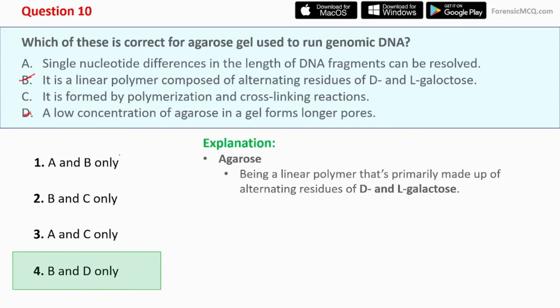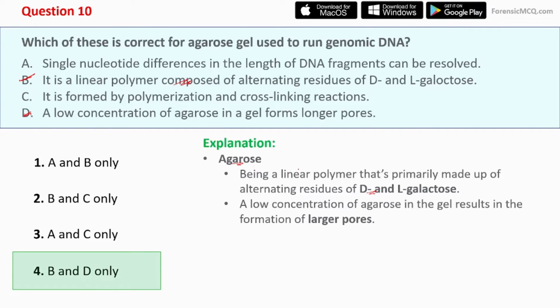First of all, let's talk about agarose. Agarose is a linear polymer that is primarily made up of alternating residues of D and L galactose. So this makes option B correct. And after that, a low concentration of agarose in the gel results in the formation of large pores. So this makes option D also correct.